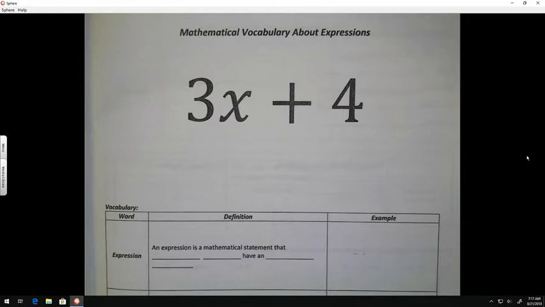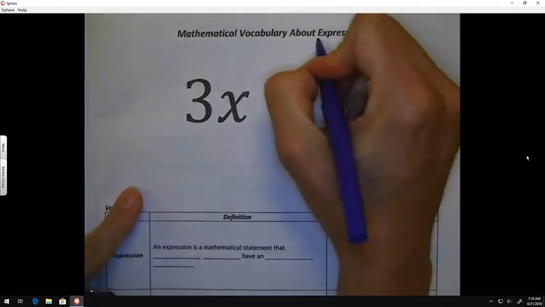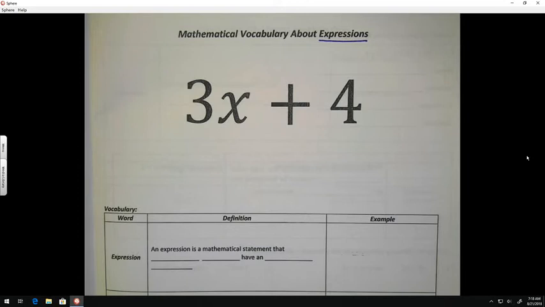So the purpose of today's video is just to get down some basic vocabulary about mathematical expressions, because that's what we're going to be talking a lot about over the next few weeks. So let's get some basic terminology down. And a lot of these things will be familiar to you. We just want to make sure we all have a common understanding.